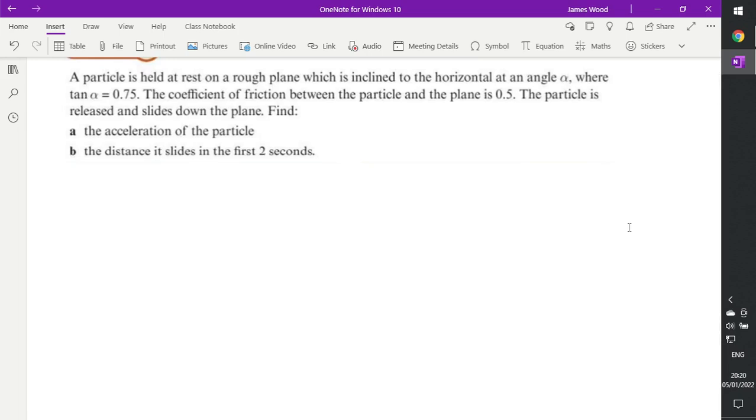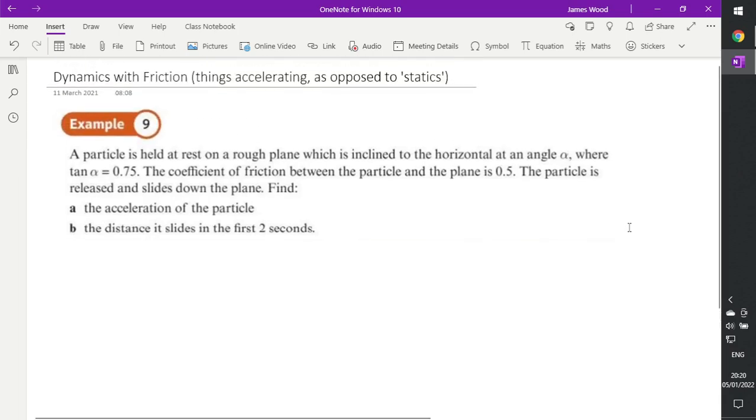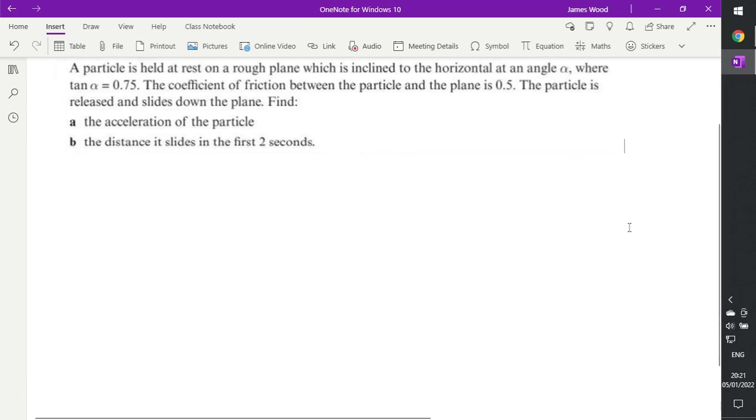So a particle is held at rest on a rough plane, which is inclined to the horizontal at angle alpha, where tan alpha equals 0.75, or 3/4. The coefficient of friction between the particle and the plane is 0.5. The particle is then released and it slides down the plane. We've got to find out what the acceleration is and how far it slides in 2 seconds.